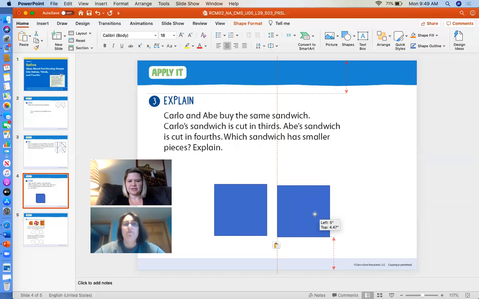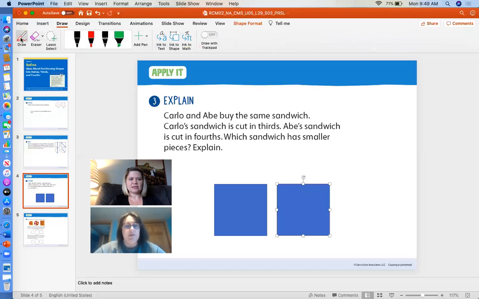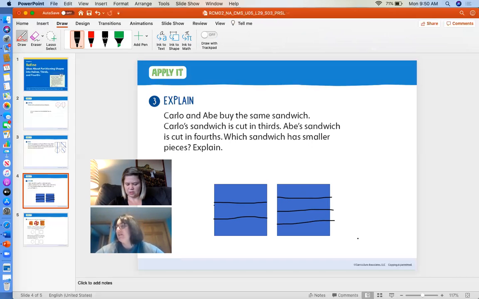Okay, here's the 2 sandwiches, right? If we had our lines and we cut Carlo's into thirds. Here's Carlo's. I'm going to cut it into thirds this way. 1, 2, 3. And if I have Abe's and I cut his into fourths, I'm going to cut it 1, 2, 3, 4. Who's going to have bigger pieces? Or who's going to have smaller pieces? Oh, sorry. Who's going to have smaller pieces?